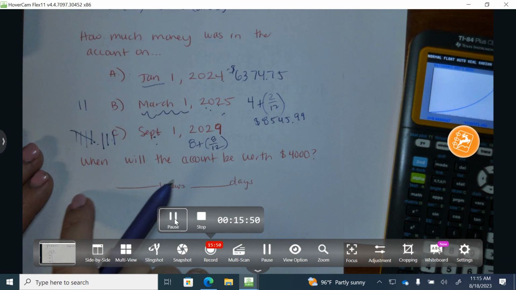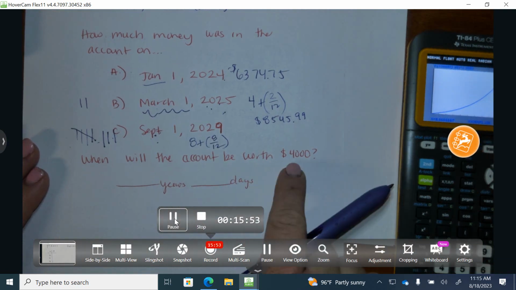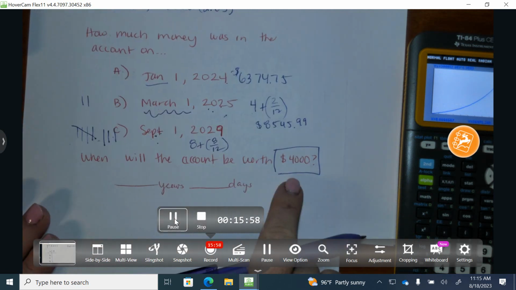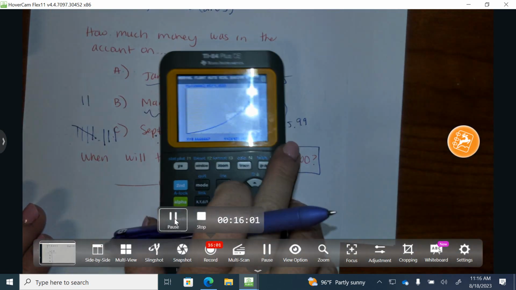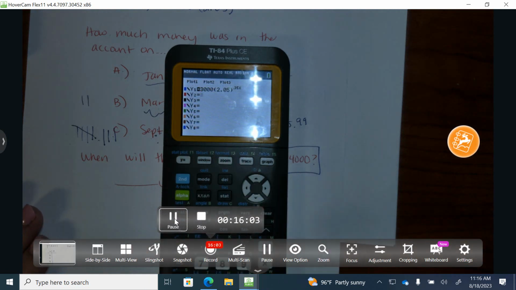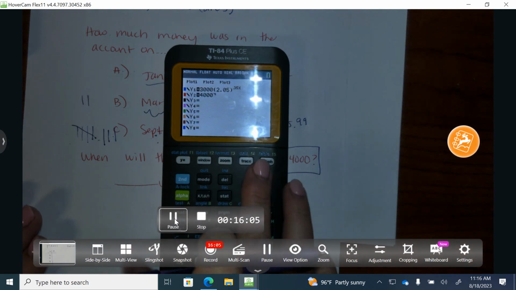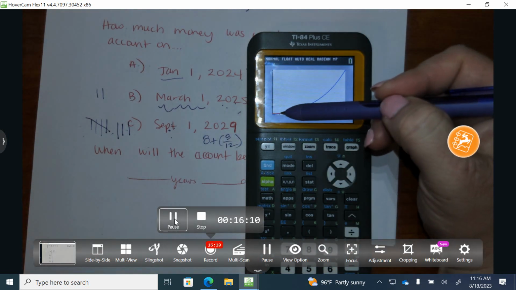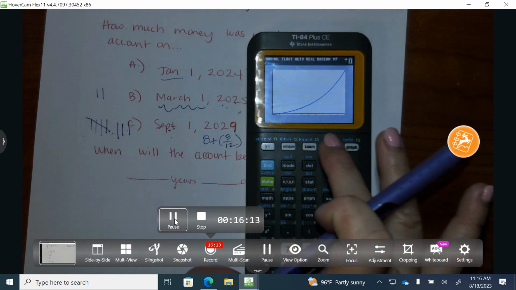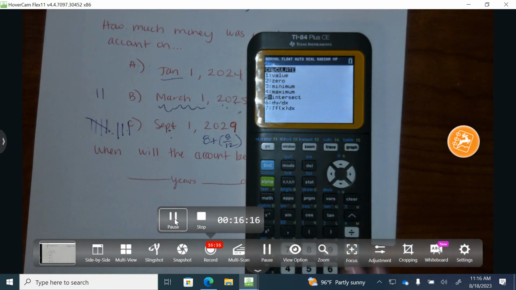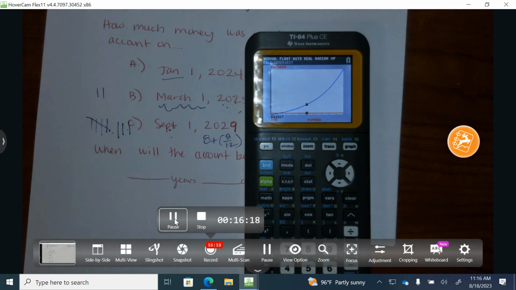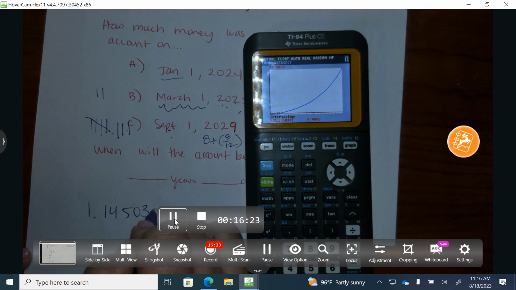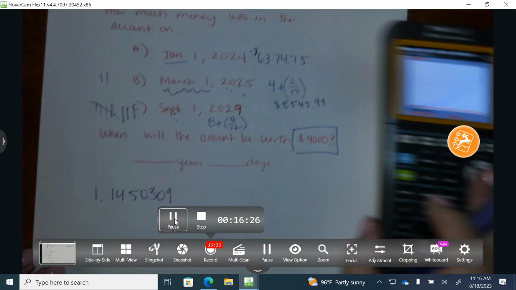This time, we want to know the exact number of years and days it takes for this account to go from originally 3,000 up to 4,000. So I'm going to go to y equals, and we're going to type in 4,000. And hit graph. We can see way down here is where they intersect. Okay, second trace intersect, and I'm going to press enter 3 times. 1, 2, 3, and we have 1.145039. So what does this mean?